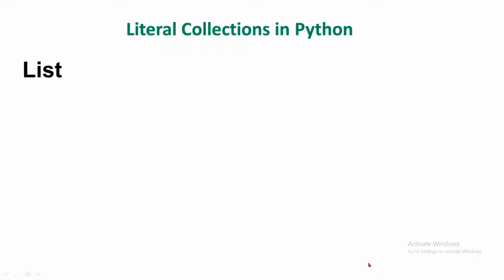Number 1 is the list. The second one is the tuple literals. The third one is the dictionary literals. And the fourth one is the set. So let's learn about all of these literal collections in Python using the live demo.